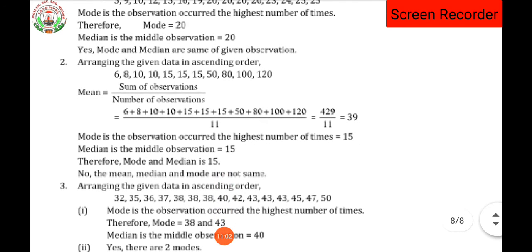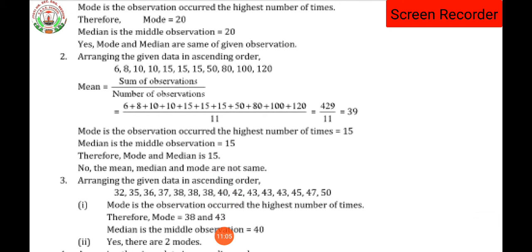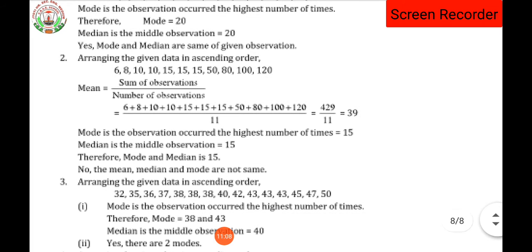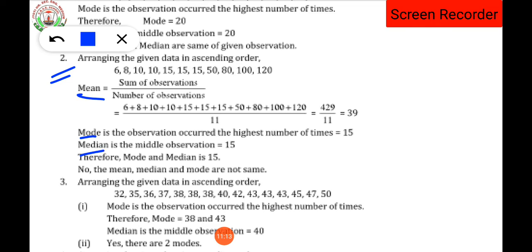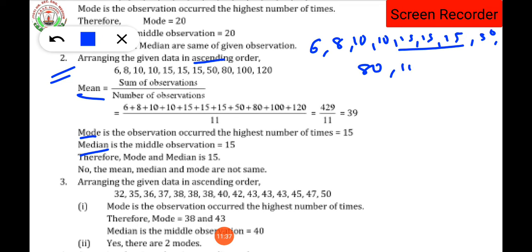First, since in question number 2 it is again said to find the mean, mode and median, all three things we have to find over here. So first our duty is to find the mean. For that we arrange the data in ascending order: 6, 8, 10, 10, 15, 15, 15. 15 is repeated 3 times. Then 50, 80, 100, then 120. In this way you arrange the data.